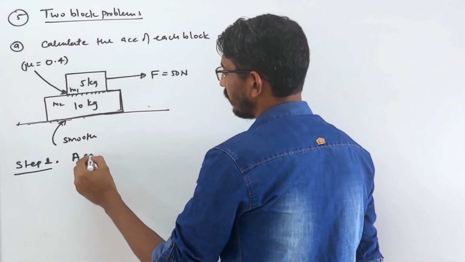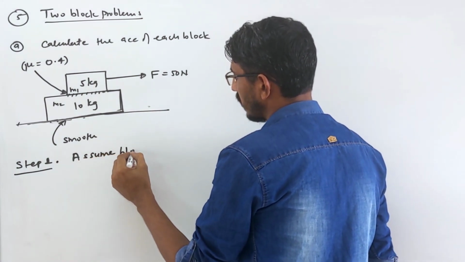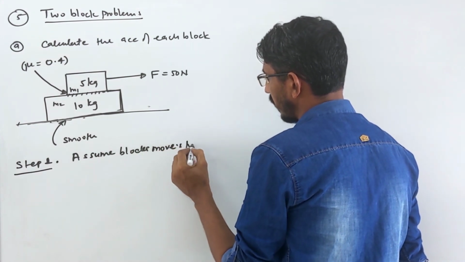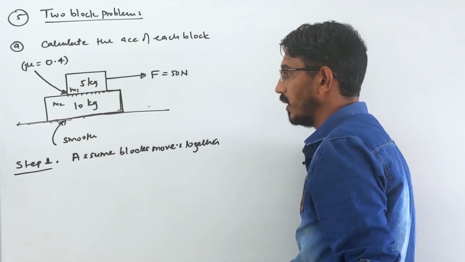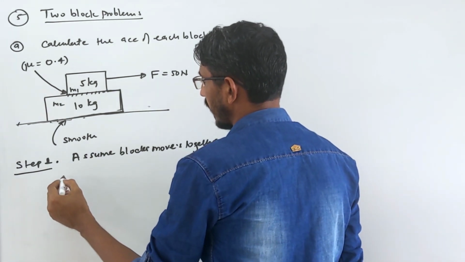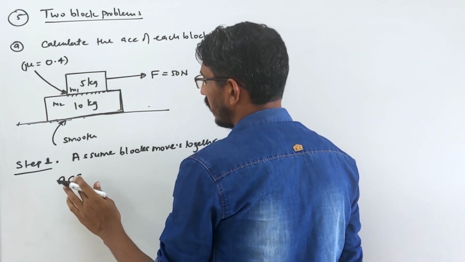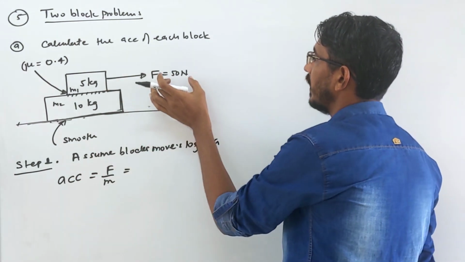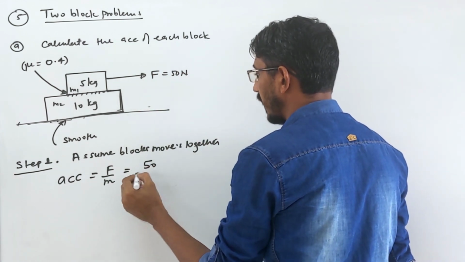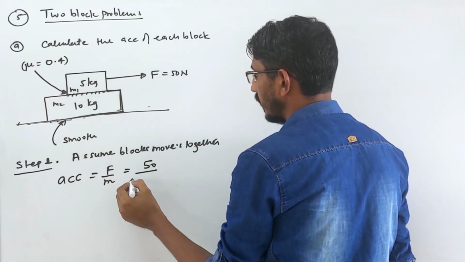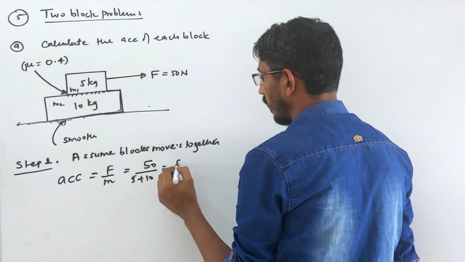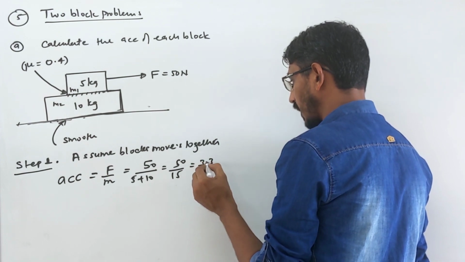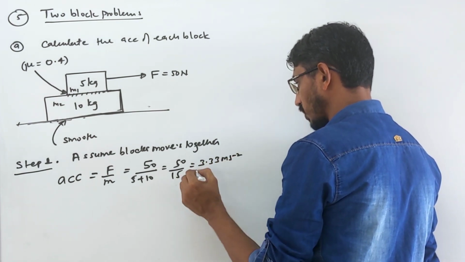Assume the blocks move together. So calculate the acceleration in this case. The common acceleration will be total force by mass. What is the external force applied here? Just 50 Newton. That's 50 by total mass, M1 plus M2. That becomes 5 plus 10, 50 by 15, which is 3.33 meter per second square.